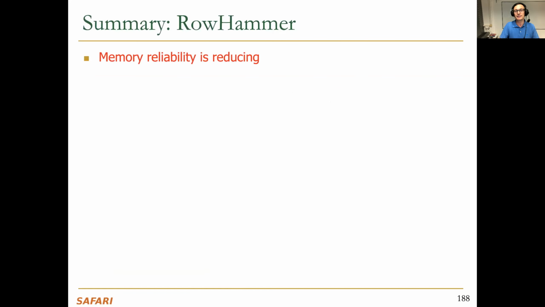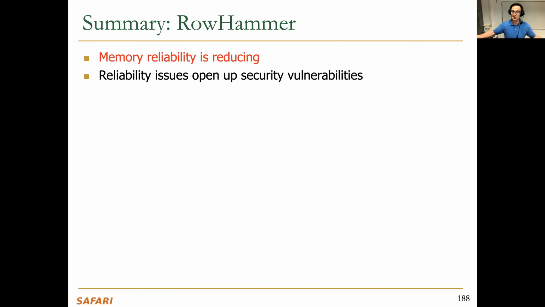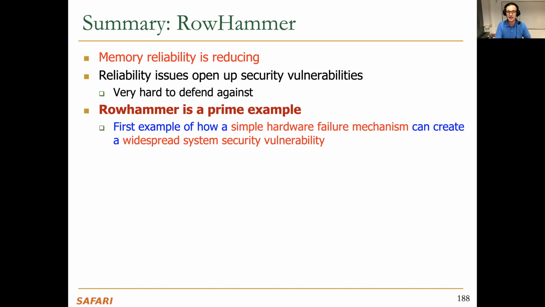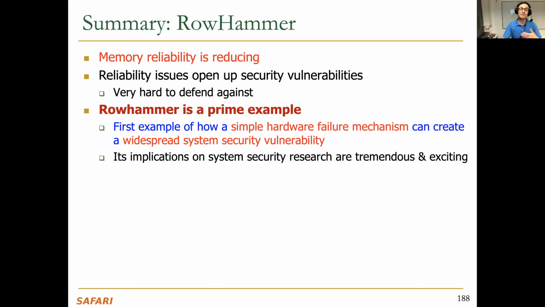So let me conclude. Memory reliability is clearly reducing, especially with technology scaling. Reliability issues open up new security vulnerabilities. These are very hard to defend against. RowHammer is a prime example. As I said, it's the first example of how a simple hardware failure mechanism can create a widespread system security vulnerability. I believe its implications on system security research are tremendous and exciting, as we have been seeing across the field.